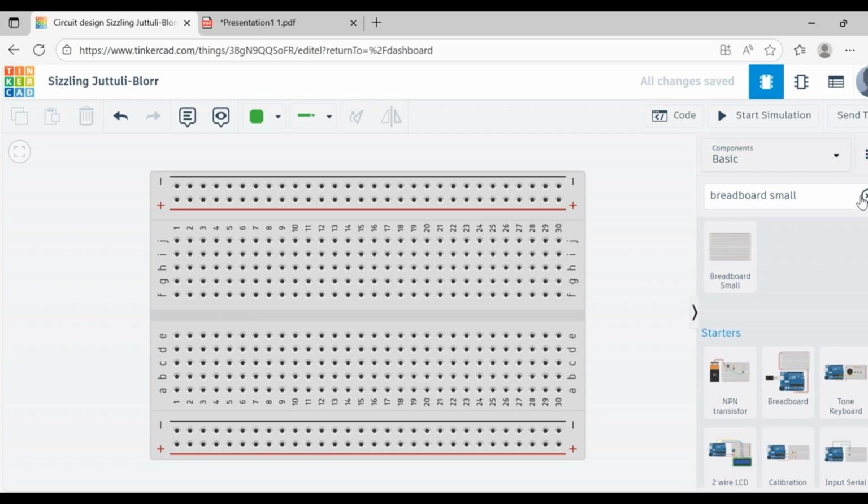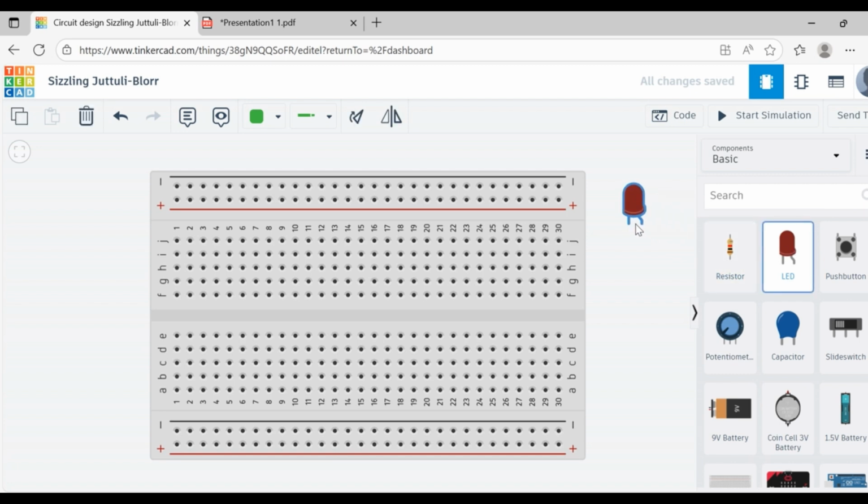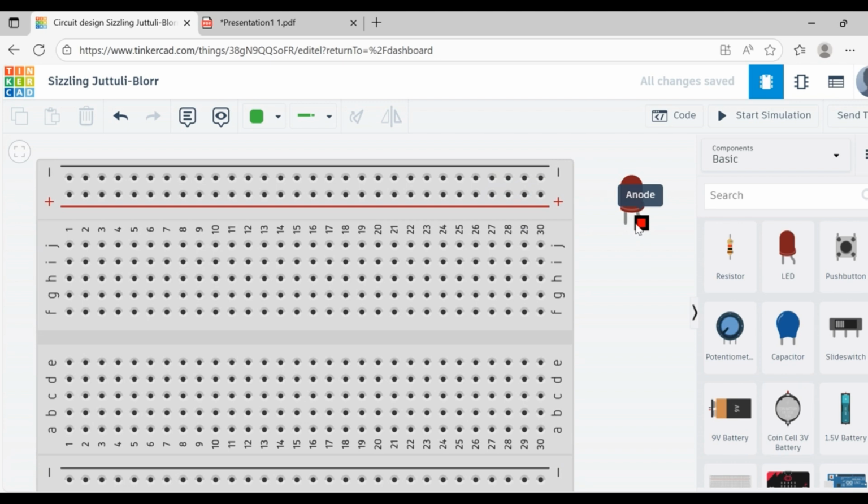The second important component is the LED. LED means light emitting diode. The word diode comes from di, meaning two, because every LED has two terminals, the anode and the cathode. The anode is the positive leg, slightly longer, and it connects to the power supply. The cathode is the negative leg, shorter, and connects to the ground.